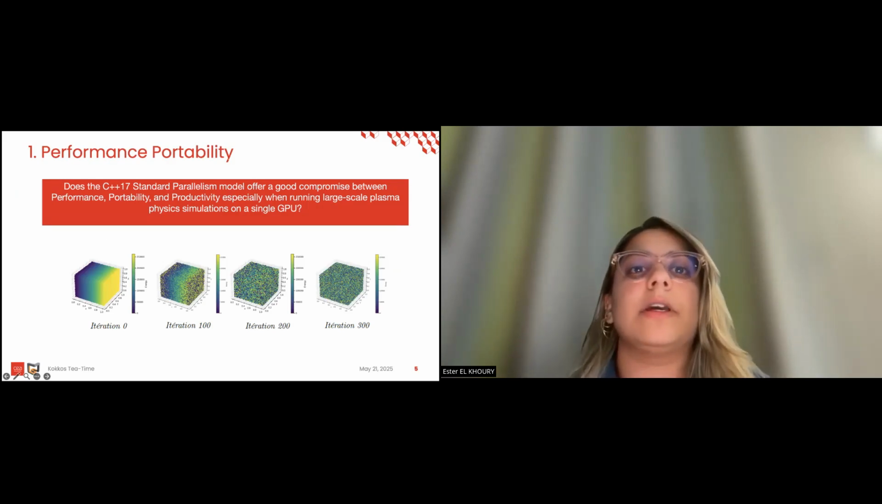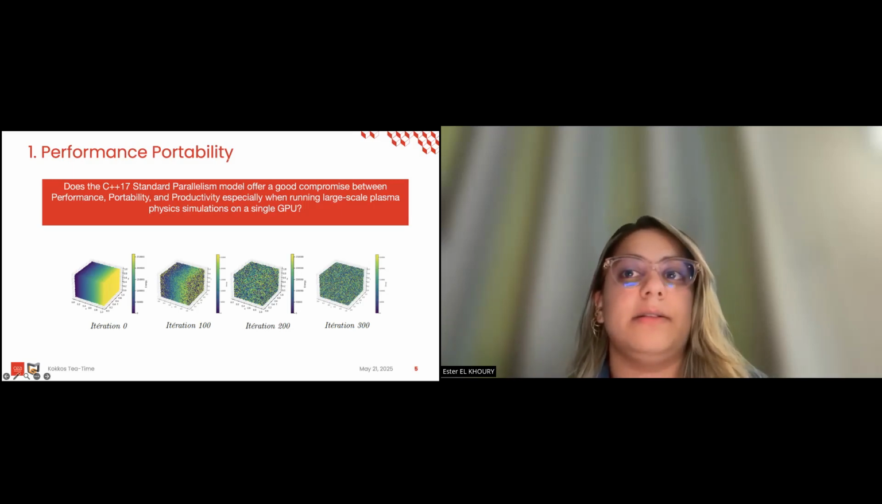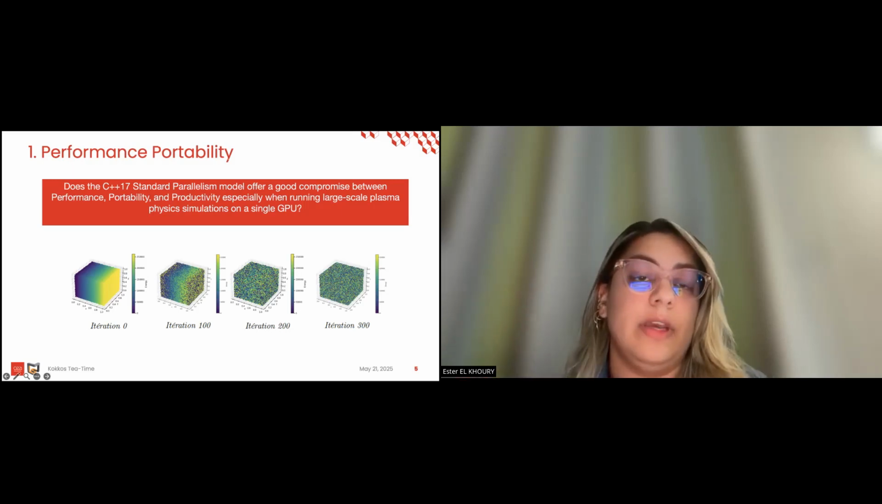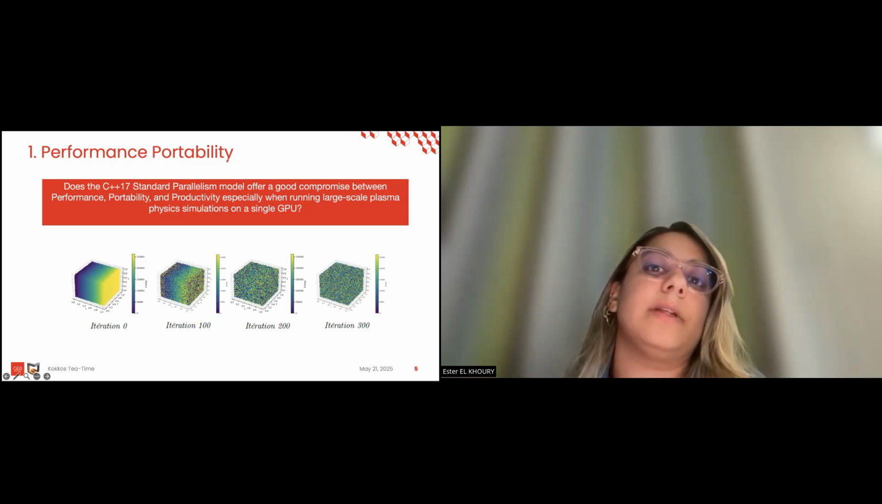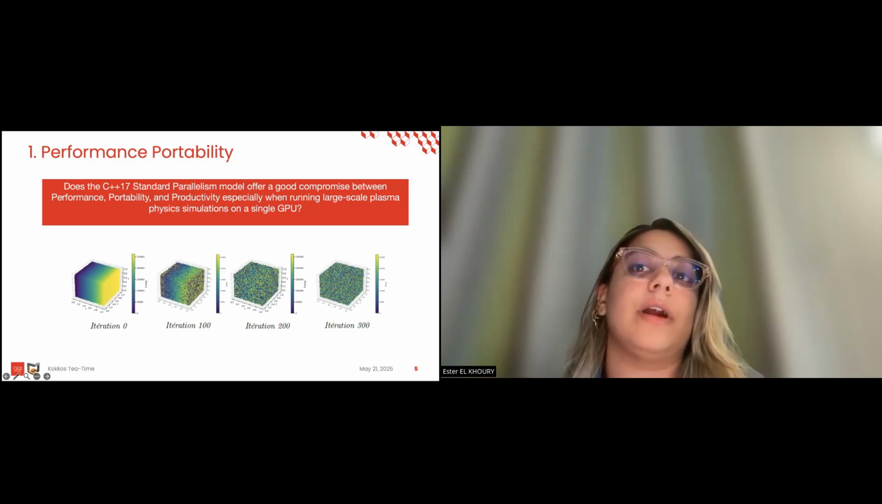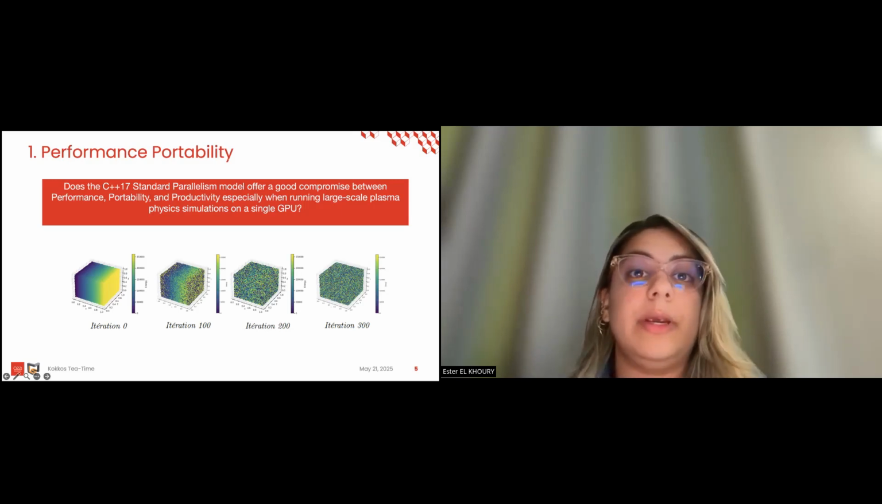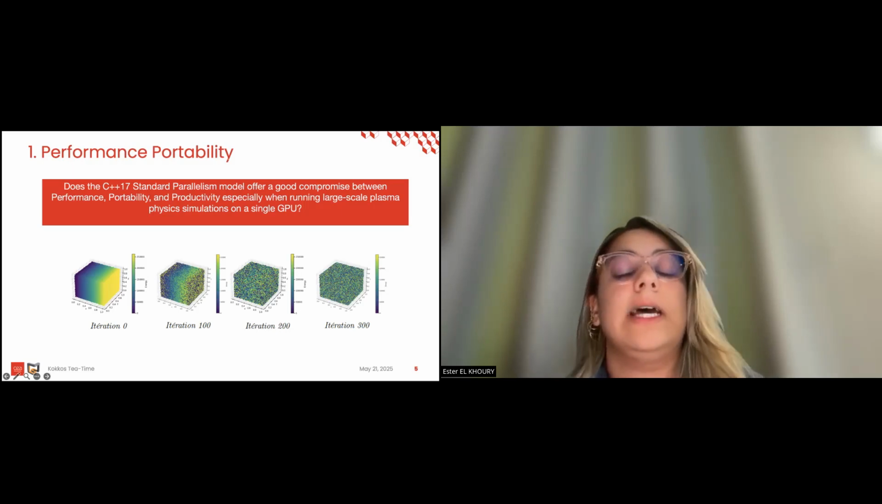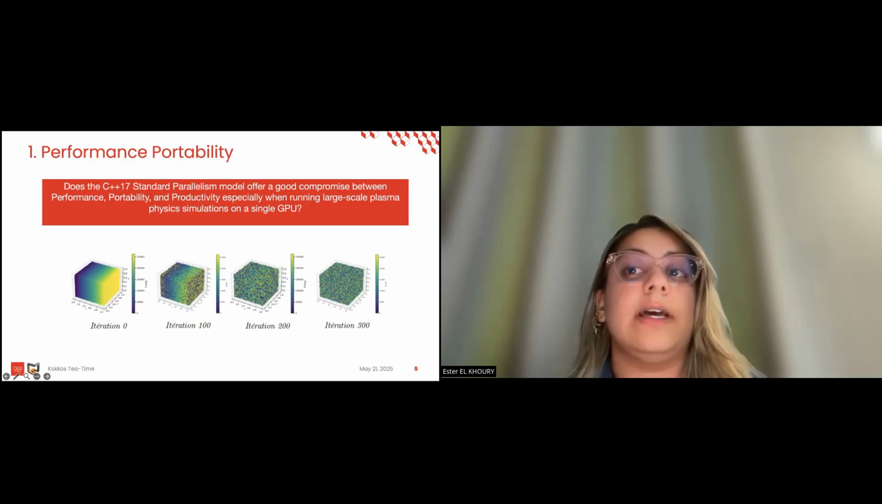That's why we took a common method used in physics called particle-in-cell methods, and we wrote it using STD-PAR. We then compared its performance with two other well-known parallel programming models, Thrust and Kokkos. All three were tested on GPUs from different vendors with and without unified memory. The goal here was to evaluate how well STD-PAR performs, how portable it is across hardware, and what trade-offs it involves.